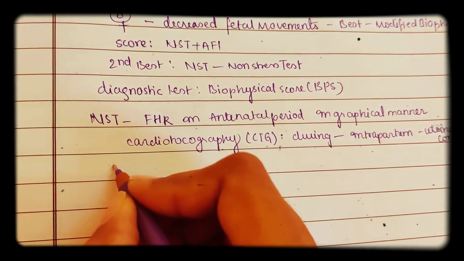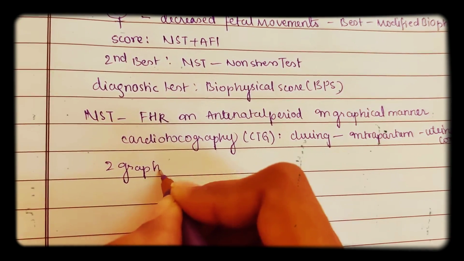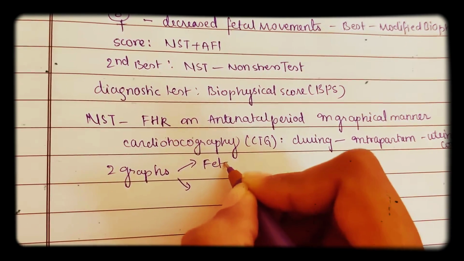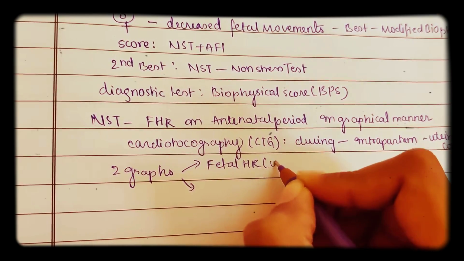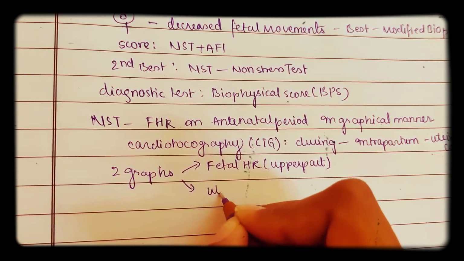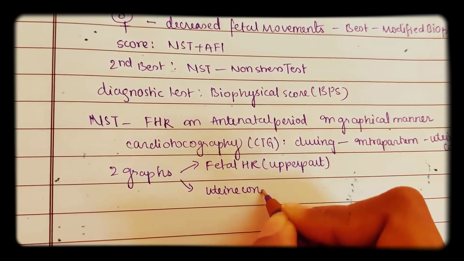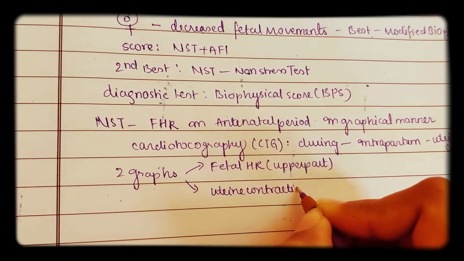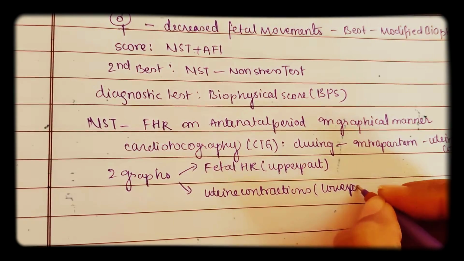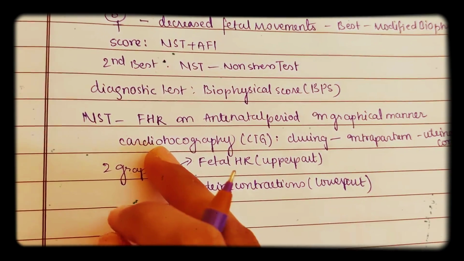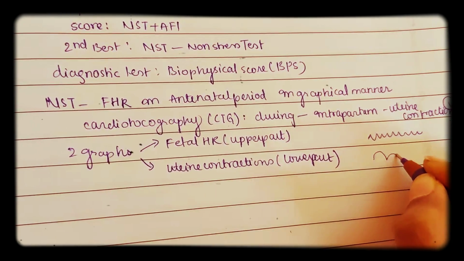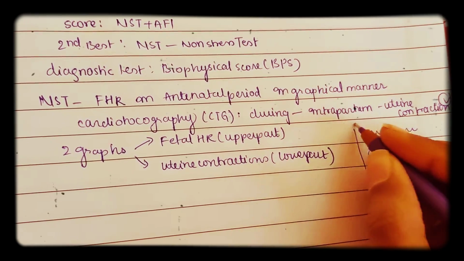Okay, now coming to the two graphs. There are two graphs you can see on the cardiotocography. The one is fetal heart rate. In the upper part you will see the fetal heart rate, and in the lower part you will see the uterine contractions. So for example, if I try to draw this cardiotocography, here on the upper part like this there will be fetal heart rate, and in the lower part like this you will have uterine contraction. So this is a graph paper.